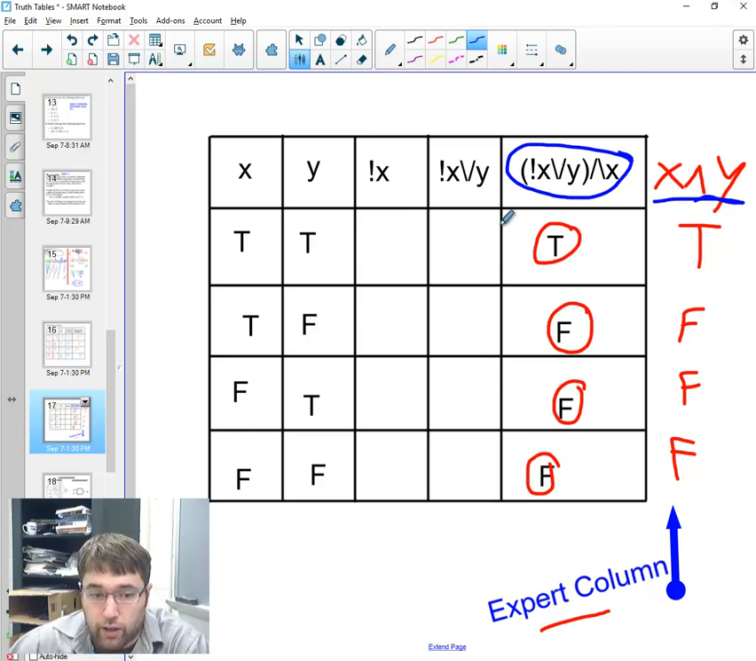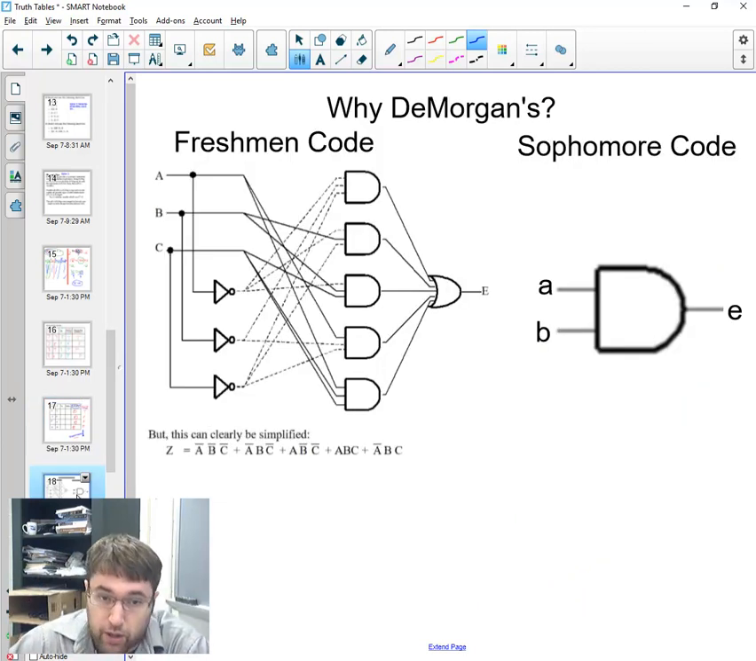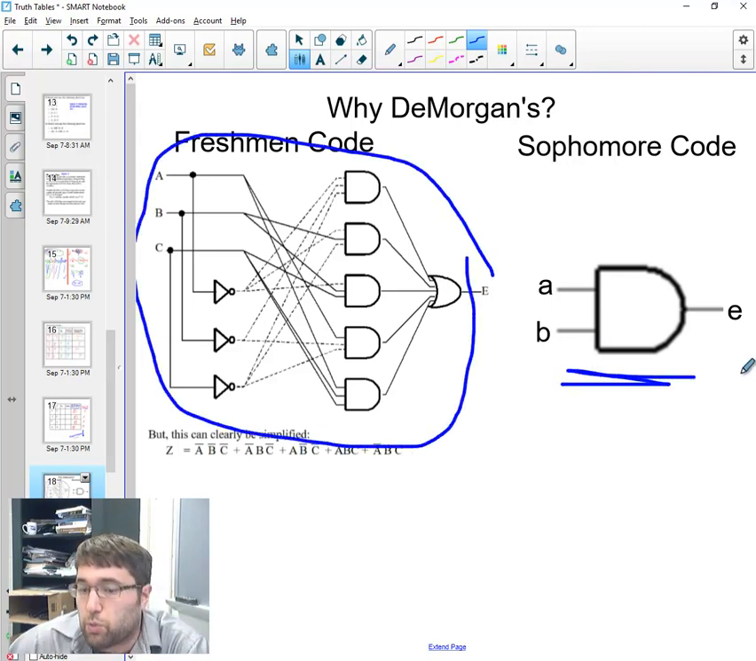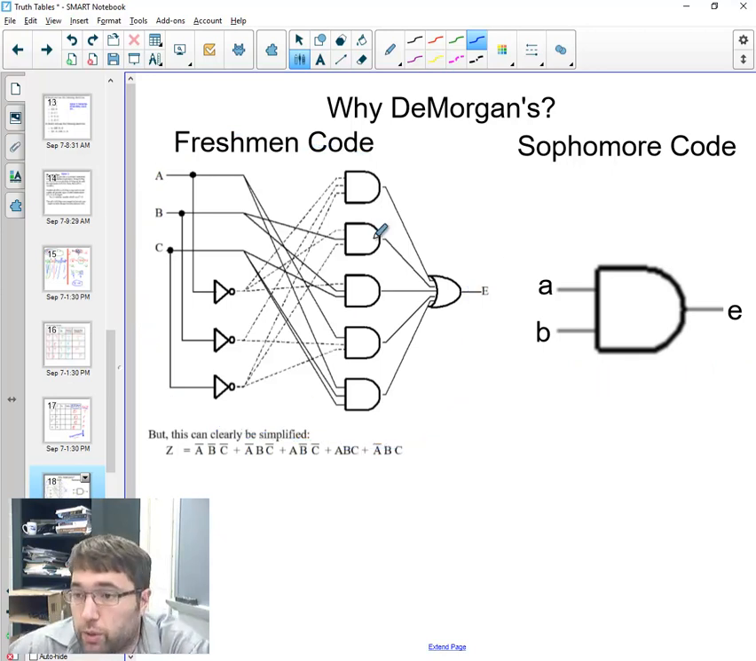Well, every year I facepalm when I look at freshman code. Because they write all this nonsense to just do this one thing. So there's nothing wrong with doing this. This still gives the correct answer, so it's still correct. But let's think about this for a second.